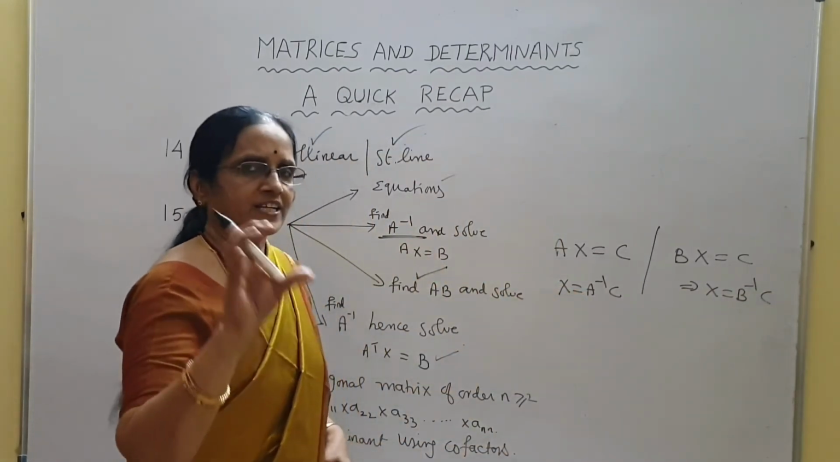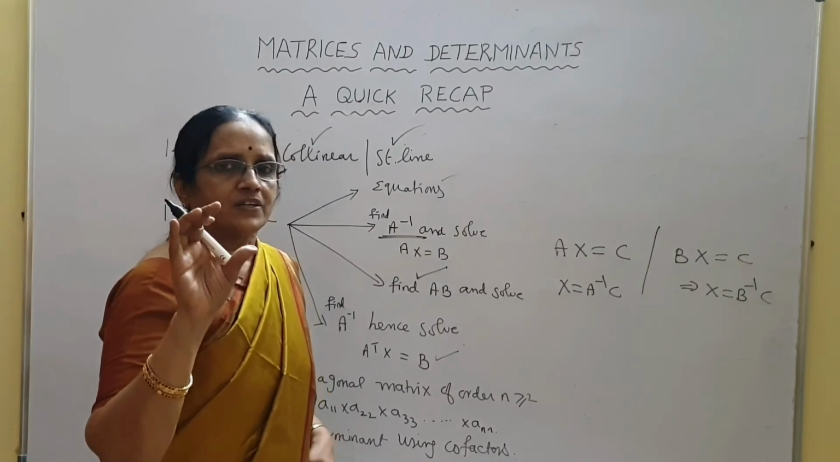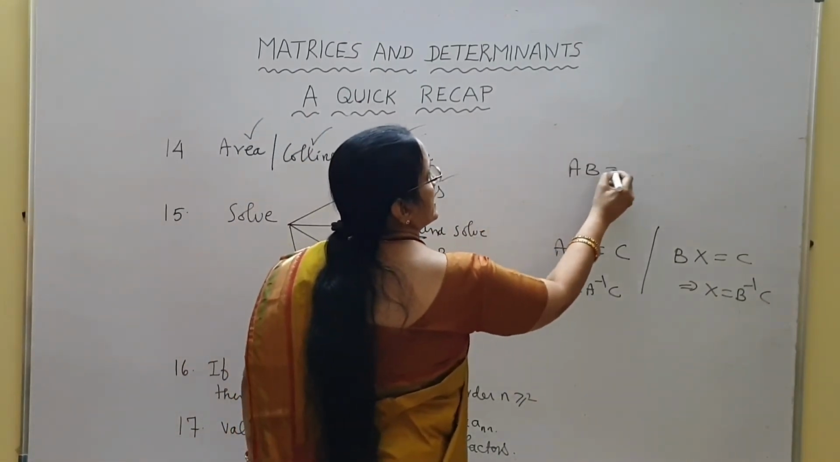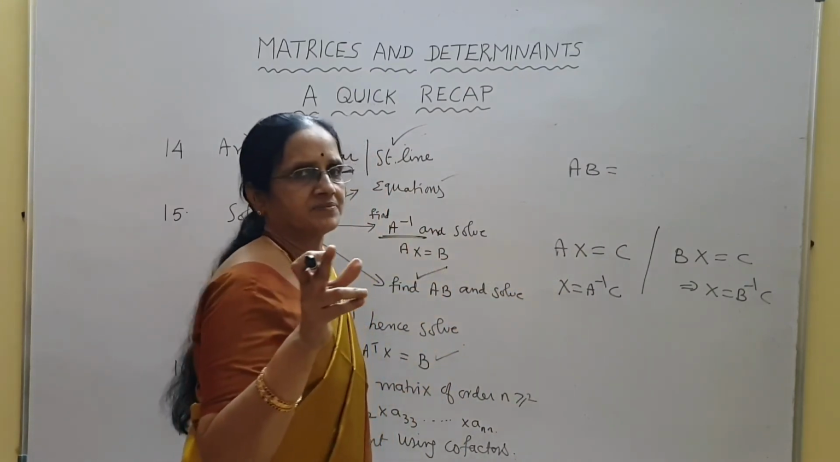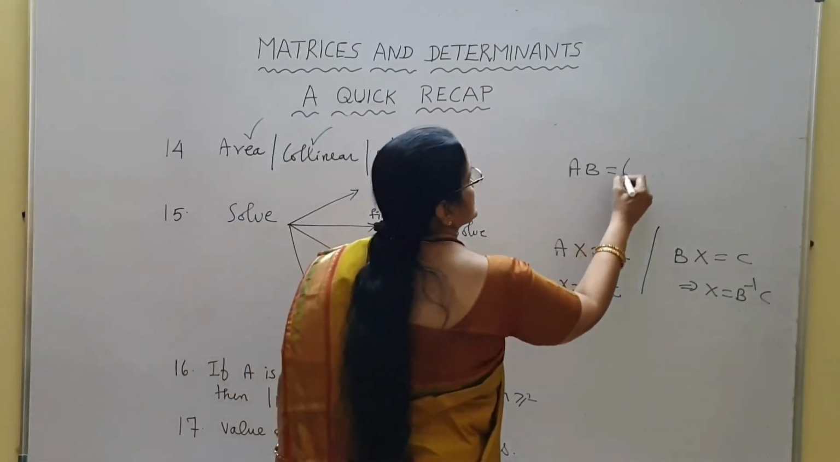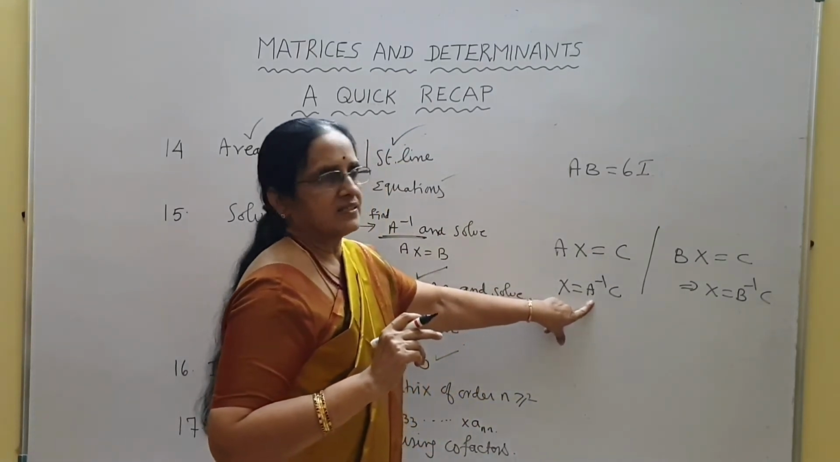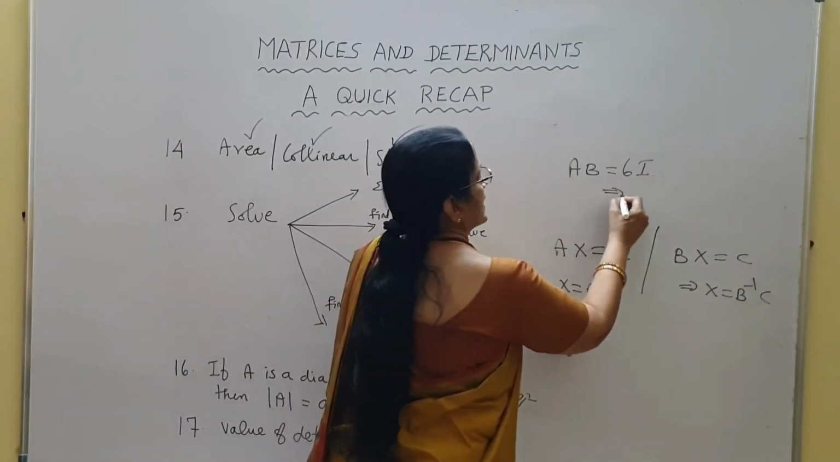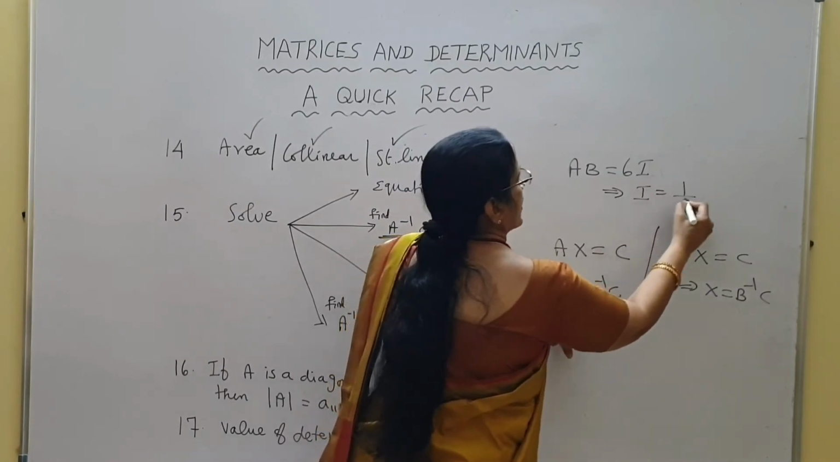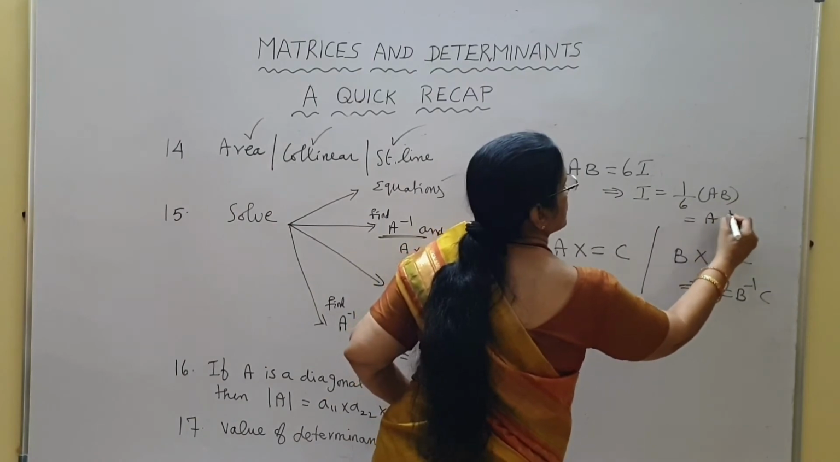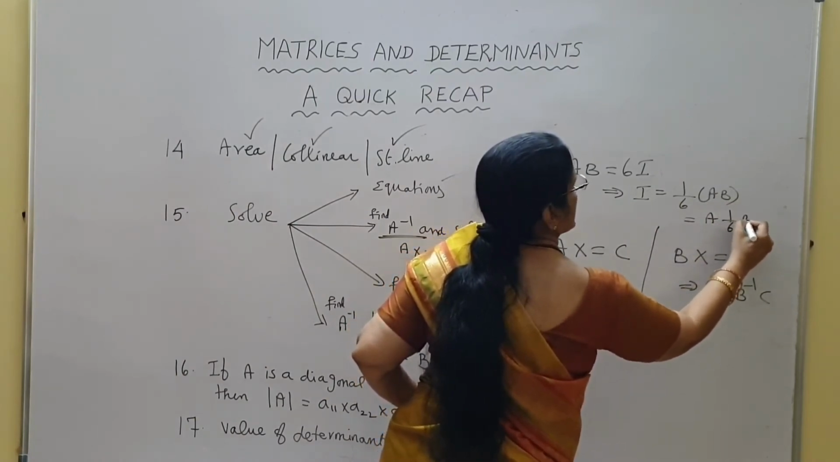So from the product matrix, for example, let me take like this. In the sample paper, you will be getting the product AB as 6I. So, if you get it as 6I, in this case you want A inverse. So what will happen? This implies I is equal to 1 by 6 of AB. A into 1 by 6 of B.